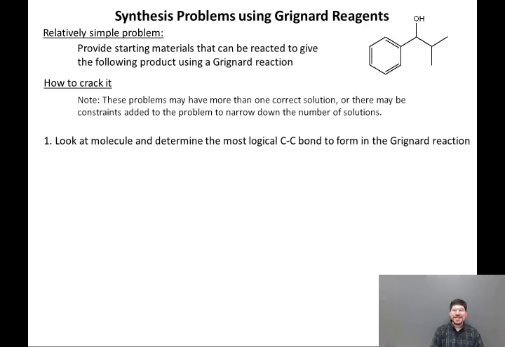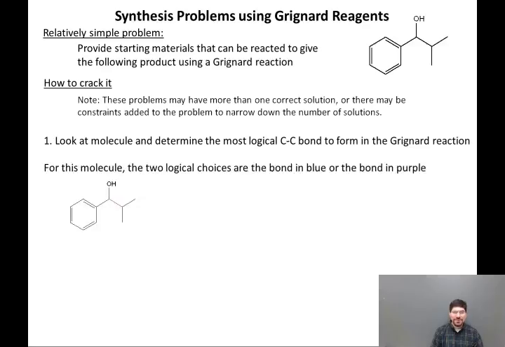So the first step is to look at the molecule and determine the most logical carbon-carbon bonds to form in the Grignard reaction. Well, anything that we're going to form using a Grignard reaction is going to be an alcohol. So the bonds that you're going to want to form, if you're going to do a Grignard addition to a carbonyl, are one of the bonds that end at the carbon containing the OH.